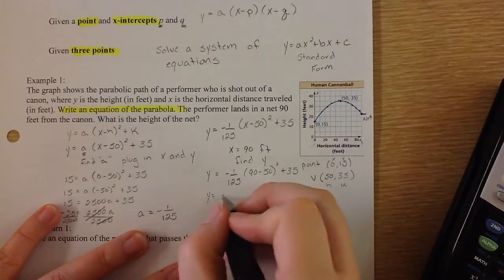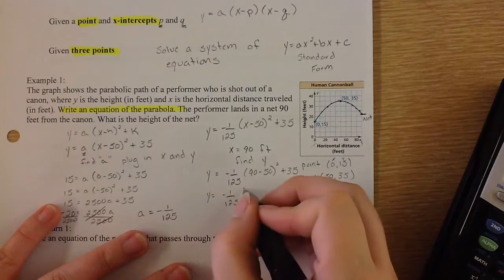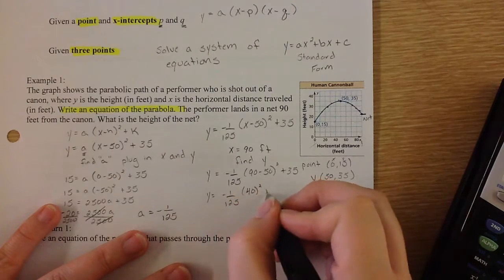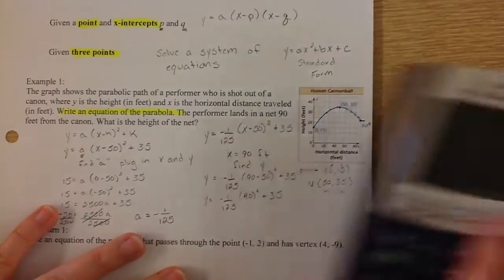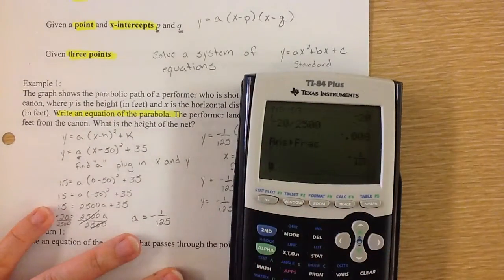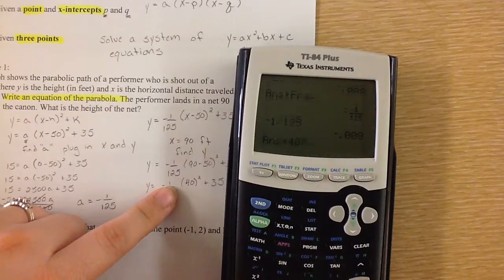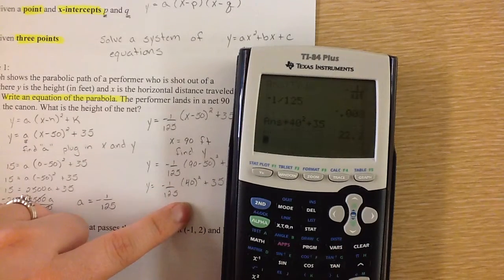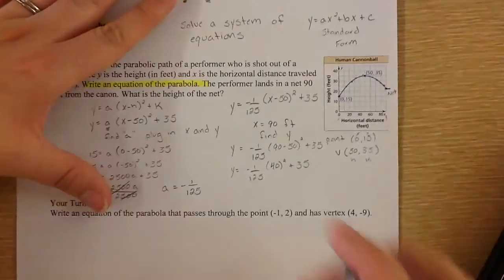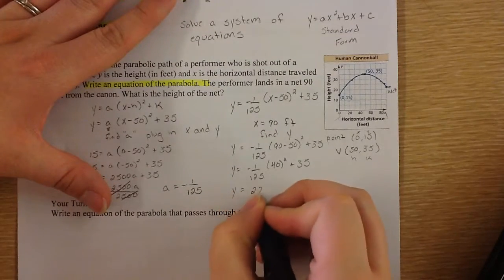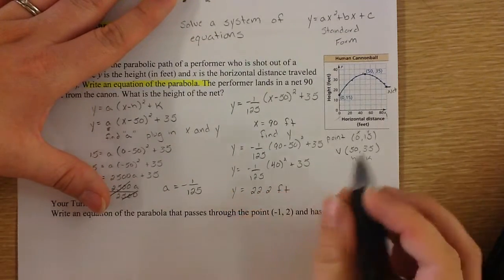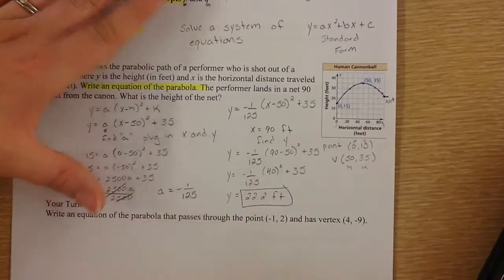So we'd have y equals negative 1 over 125, times (90 minus 50), that's 40, squared, plus 35. So let's see. Second quit, get back here, negative 1 over 125, as a decimal, times 40 squared plus 35. We get 22.2. So she's 22.2 feet up.